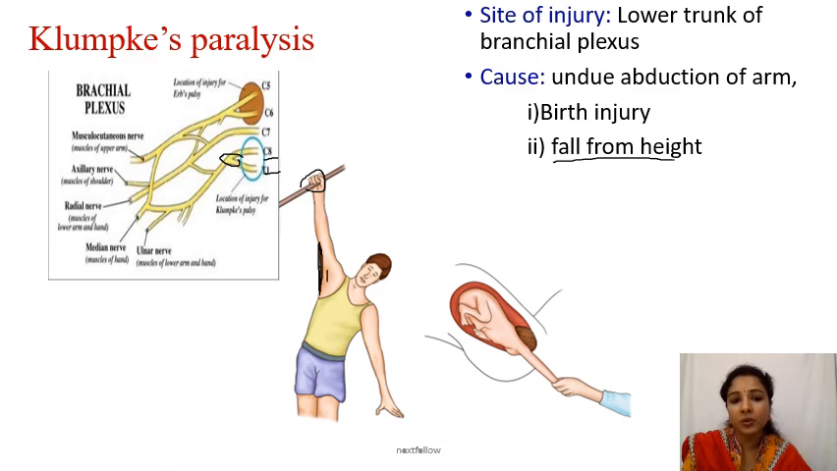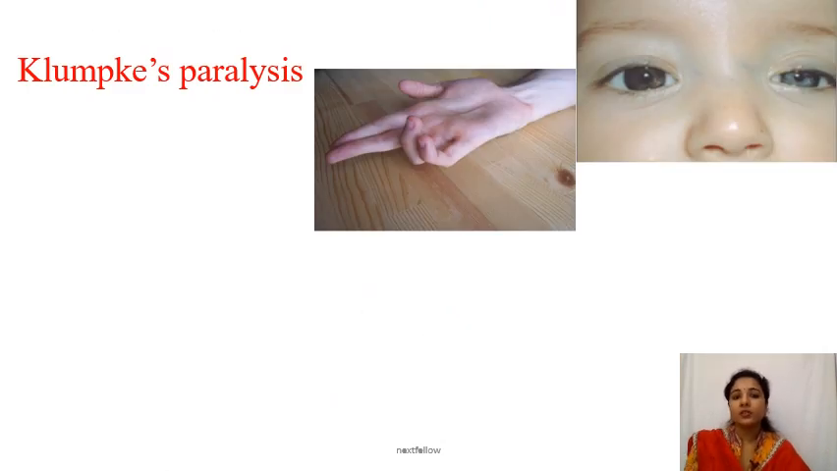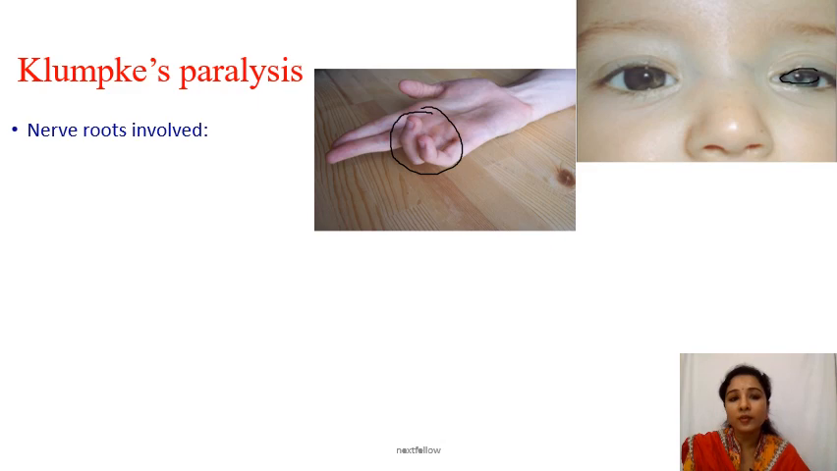So here is the lower trunk of the brachial plexus. This is the birth injury. In Klumpke's paralysis, mainly the ulnar nerve is involved. You can see a kind of partial claw hand, and here we can see ptosis and some kind of Horner syndrome, because the sympathetic nerves are also present in the brachial plexus. Because of involvement of sympathetic nerves, the baby may have Horner syndrome.